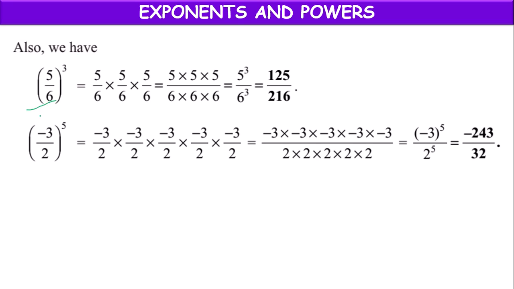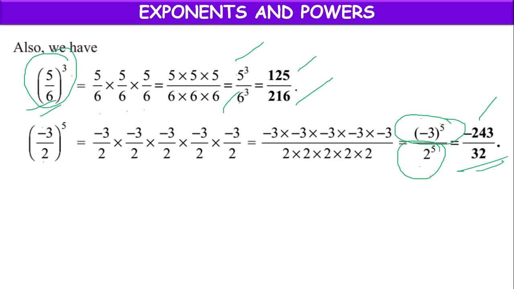So also (5/6) whole cube. 5/6, 5/6, 5/6. Or we can write it as 5 cube by 6 cube. Whenever we have a whole cube, we can write them as individual cubes. 5 cube by 6 cube is 125 by 216. So (-3/2) whole power 5 means indirectly (-3) whole power 5 and 2 power 5. (-3) whole power 5 value is -243, and 2 power 5 value is 32.